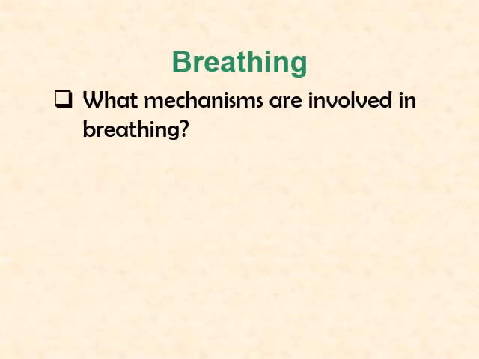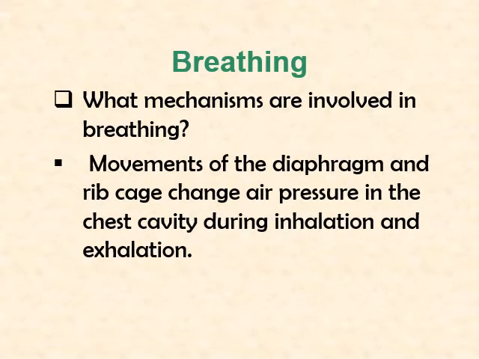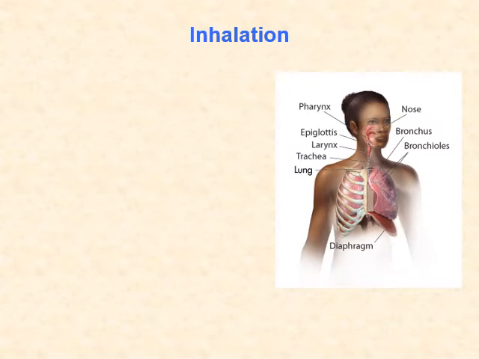Now let's look at how the breathing process takes place. What mechanisms are involved in breathing? Movements of the diaphragm and rib cage change air pressure in the chest cavity during inhalation and exhalation. Inhalation. What is inhalation? Inhalation, as the name indicates, is the movement of air into the lungs. And the process is possible due to the joint action of the diaphragm and the pleural membranes.